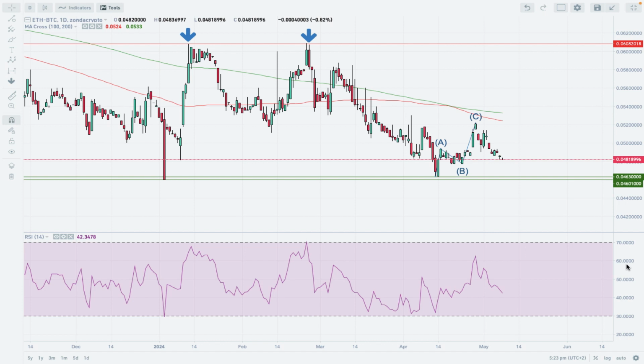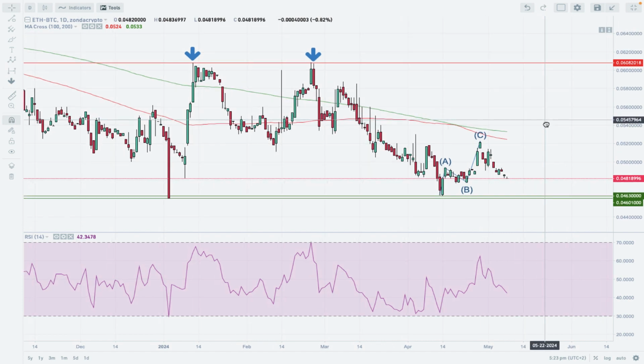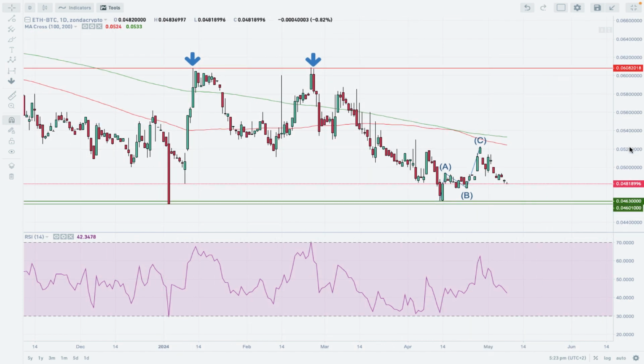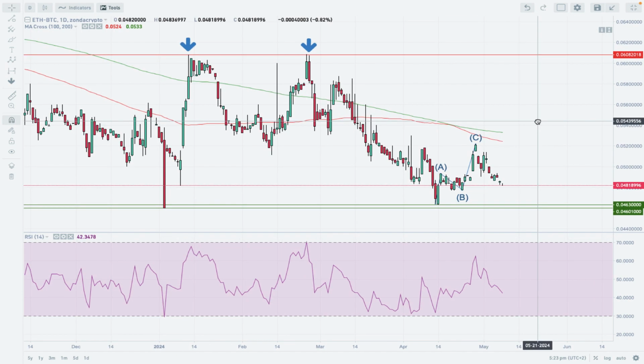So ETH to the Bitcoin is supposed to be going even lower, right? So the bearish pressure is still evident. It's strong bearish pressure. Ether to Bitcoin should go lower to test the technical support, and then we will see what will happen there, what will be the market reaction on the test of the technical support. Any breakout below the 0.046 level is very bearish.